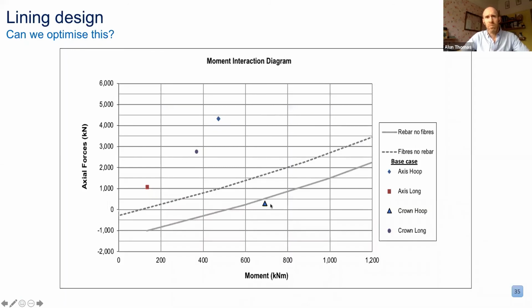So you can see that that broadly matches. My base case is slightly different from the actual original design, which you can see in red here, which obviously does fit within the capacity of the lining as designed.